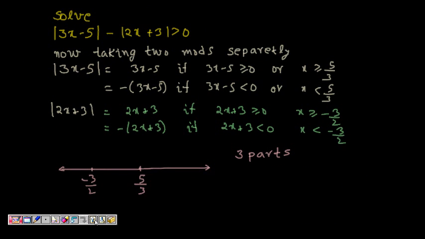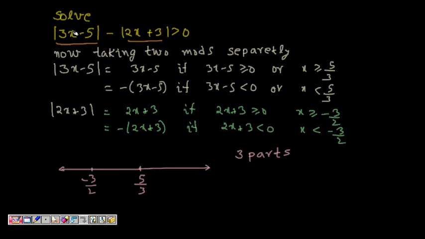Now let's try to solve one question. This is the question. We have something like mod of 3x minus 5 minus mod of 2x plus 3 is greater than 0. We have to understand that this whole thing is now x, and this whole thing again is x, corresponding to what we learnt in the definition.